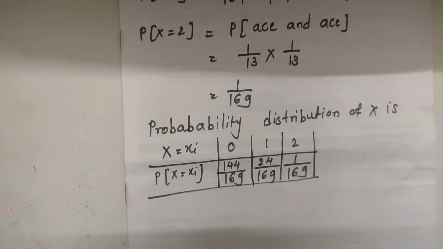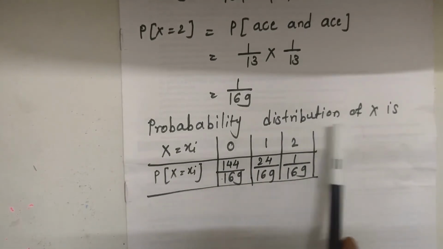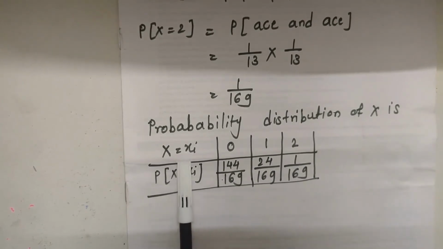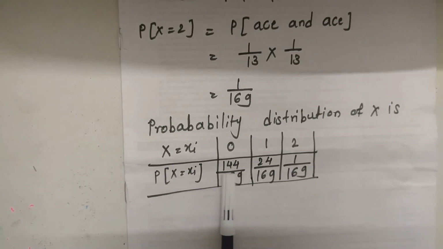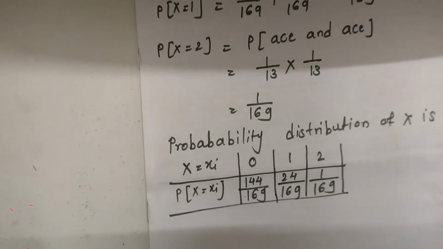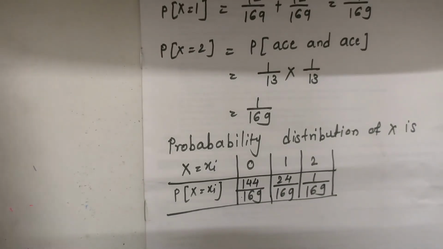So students, here we get the probability distribution of every value of X. The possible values of X are 0, 1, 2, and their corresponding probabilities are 144 upon 169, 24 by 169, and 1 upon 169. Now let's see the next example.